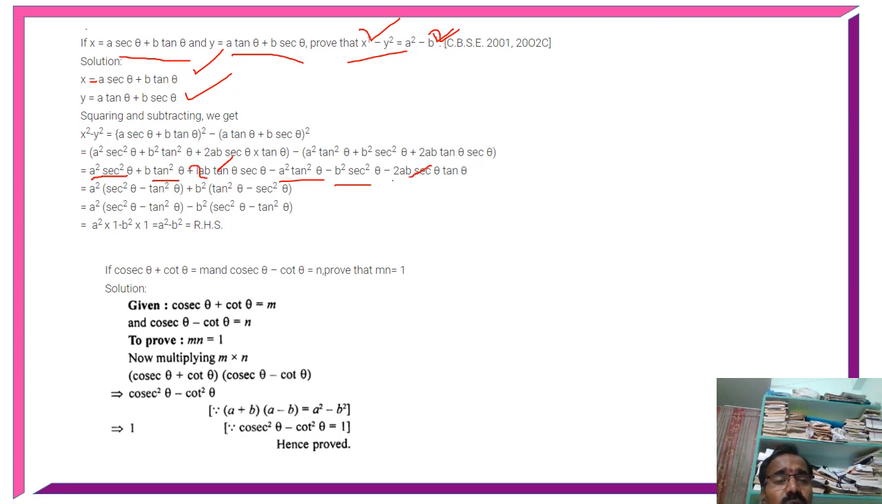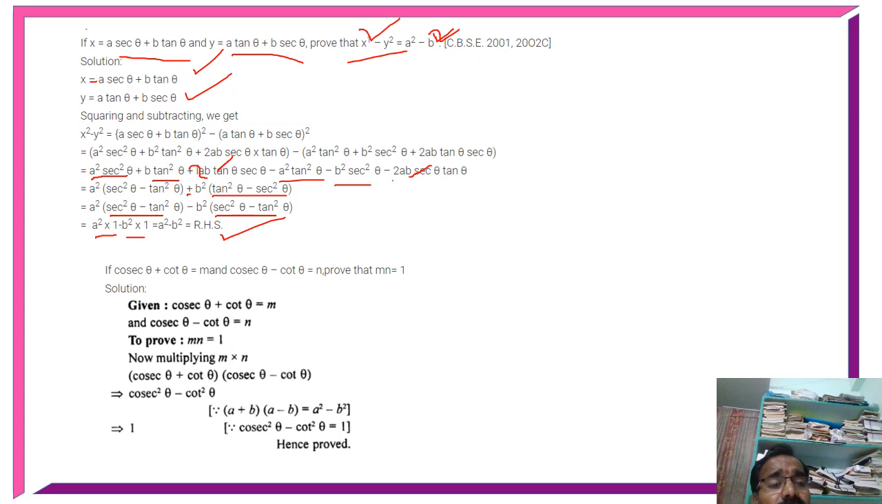This is 2ab, students. So if you factorize a square from this, a square of secant square theta minus tan square theta, plus b square, if you factorize minus, secant square theta tan square theta minus secant square theta, plus can change to minus and it is reversed. But we know the second identity, secant square theta minus tan square theta is equal to 1. So a square into 1 minus b square into 1, a square minus b square. We took LHS, we proved RHS. This is one of the approaching methods.